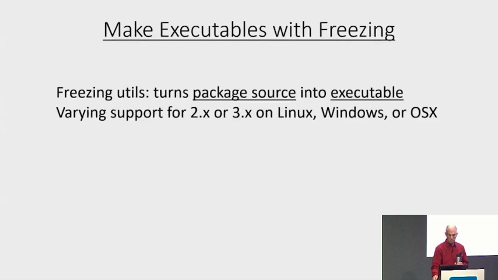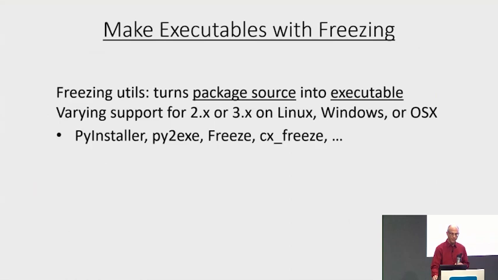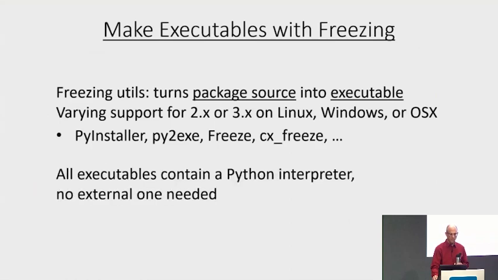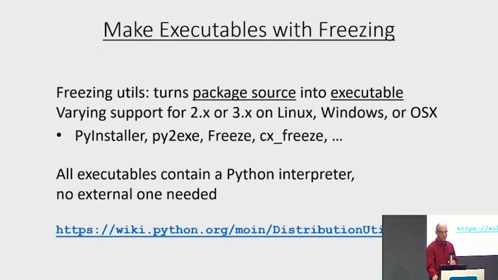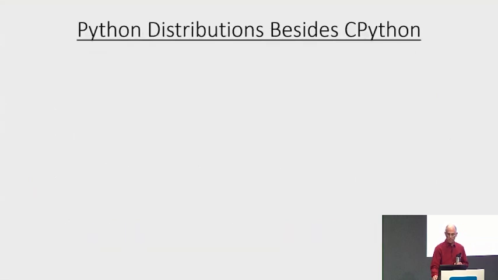Now there's another thing you could do. You can make executables, called freezing, the freezing process. It's pretty similar to what other stuff I've showed before. Here's some of the more popular freezing utilities, and all the executables contain a Python interpreter. You don't need to install one. And here's the home site for freezing utilities, or distribution utilities. Now, I've been saying Python.